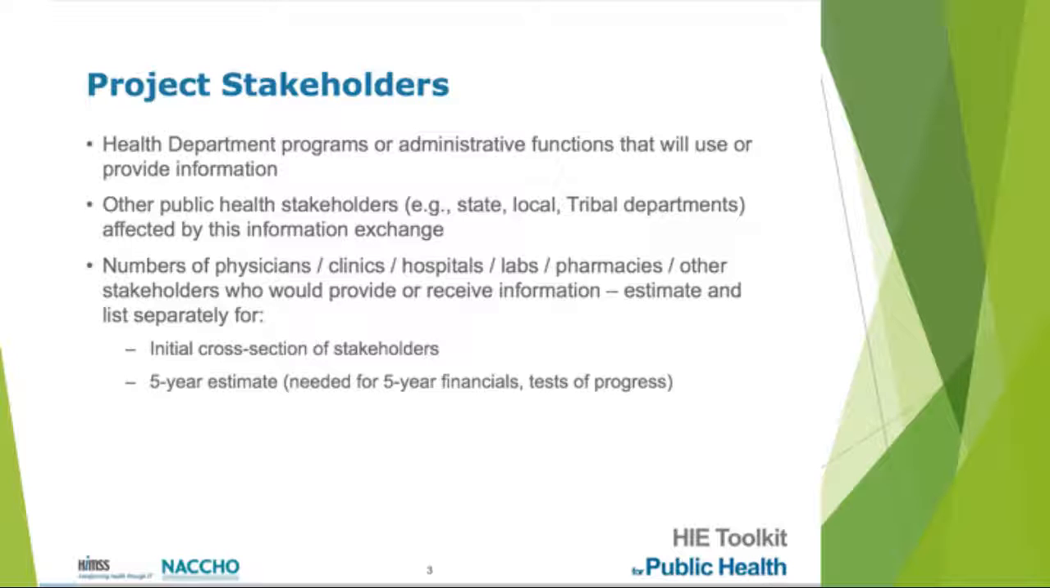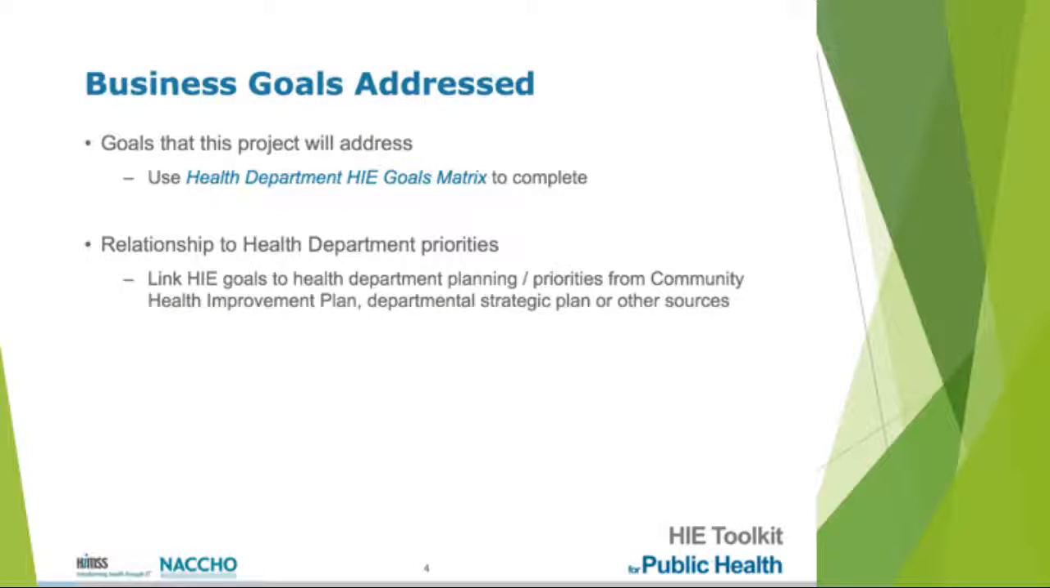and tests of progress. The next section is business goals addressed. So the goals must be specifically outlined in this section, and they use a Health Department HIE goal matrix to help complete this. As well, the relationship to the Health Department priorities is outlined, and this links HIE goals to Health Department planning and priorities from community health improvement plans and departmental strategic plans or other sources.